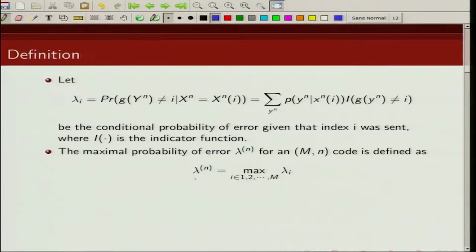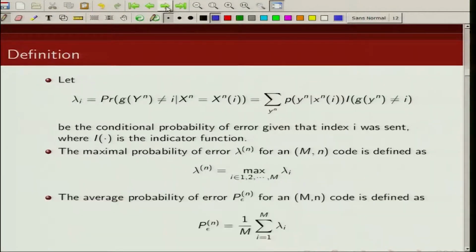Now, we define the maximal probability of error as the maximum of lambda i over all possible indexes. So, index i can go from 1 to M. The maximum of lambda i is the maximal probability of error. Similarly, we can define the average probability of error. Lambda i is the error when the ith index is sent. So when you sum over all lambda i's and divide by M, you get the average probability of error. It is not very difficult to show that this average probability of error will be less than or equal to the maximal probability of error.